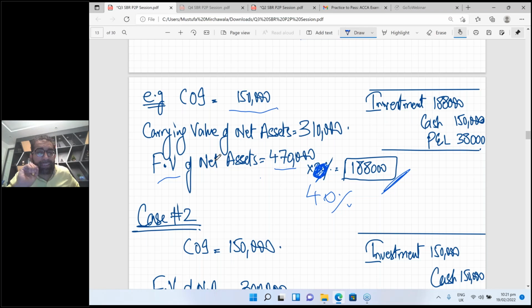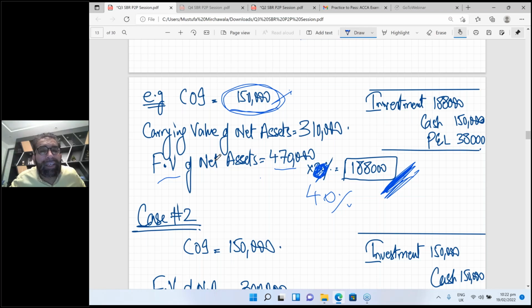Now just think, how much did you pay? For the 40% you paid 150,000, and how much share of fair value of net assets do you get? 188. A share which is worth 188, and you got it for 150. So this is a gain for you, and yes, this is a gain on bargain purchase.